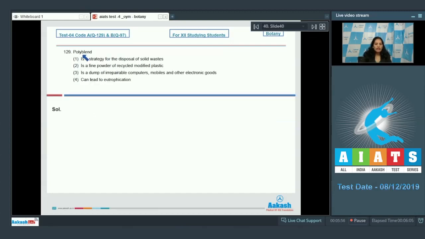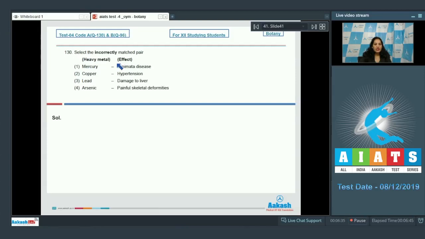Question number 129. Polyblend. What is polyblend? It's a strategy for the disposal of solid waste. No. It is fine powder of recycled modified plastic. Yes. And it is mixed with the bitumen to lay the roads. It's a dump of irreparable computers, mobiles and other electronic goods. No. It can lead to eutrophication. No. So the correct option for the given question is option number 2. Let's move to the next question.